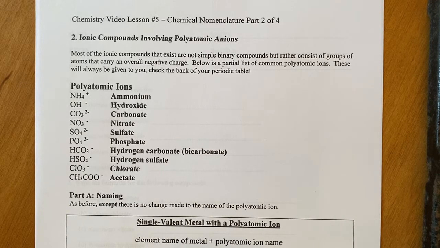Welcome to lesson number 5. This is part 2 of the chemical nomenclature section of the course. In the last video, you learned about naming binary ionic compounds that contain only 2 elements, so one metal and one non-metal. In this lesson, we're going to be adding on the idea of polyatomic ions to that first base that we had.